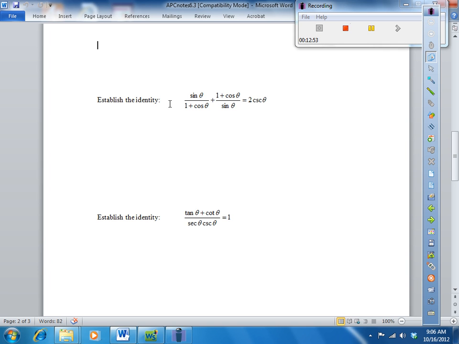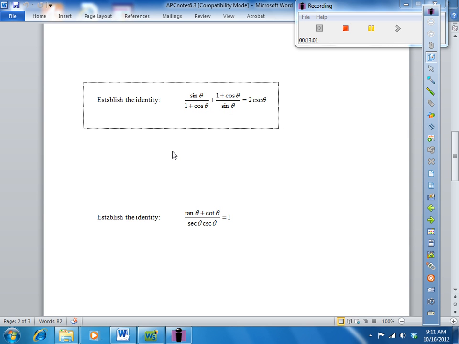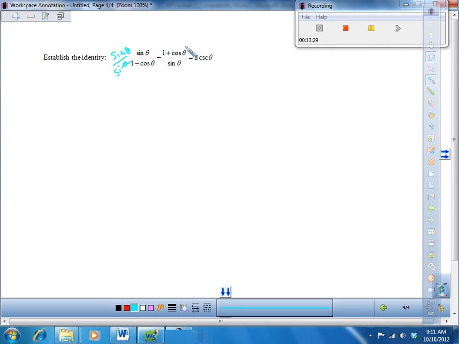I'm going to get through these 3. Okay? So this one here, establish the identity. You say, I don't know how the heck to do that. Anyone have an idea? Okay. One technique you can use is find a common denominator. So I'm going to multiply this by sine of theta over sine of theta. And this fraction, I'm going to multiply by what? 1 plus cosine theta over 1 plus cosine theta.